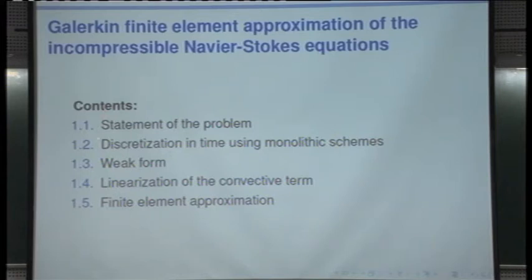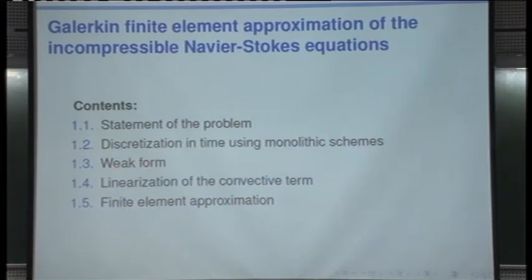The first one is, in this case it's important because the Navier-Stokes equations are a very important problem, as you know. We will consider in some detail the statement of the problem. So this is not just writing down the equations, but seeing also the properties of those equations. And that will take us a while. Then we will go to the discretization in time. So we will forget about time.